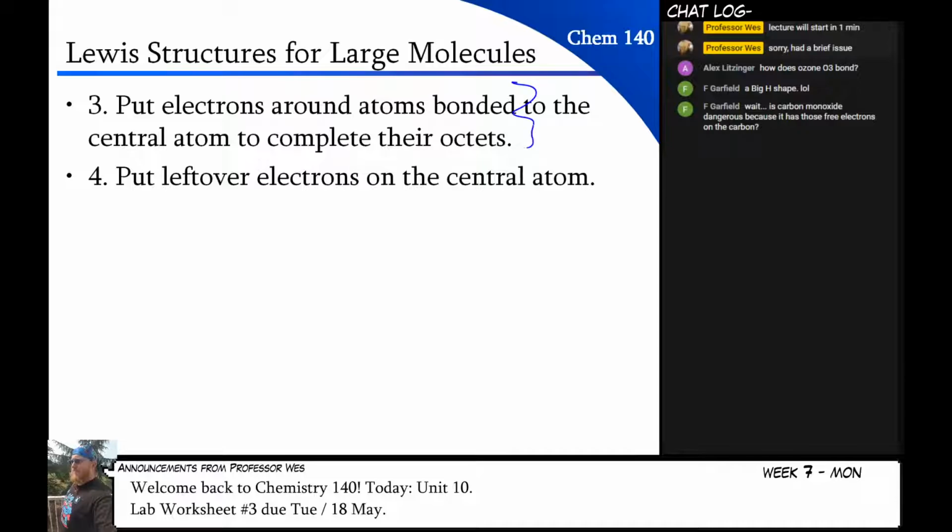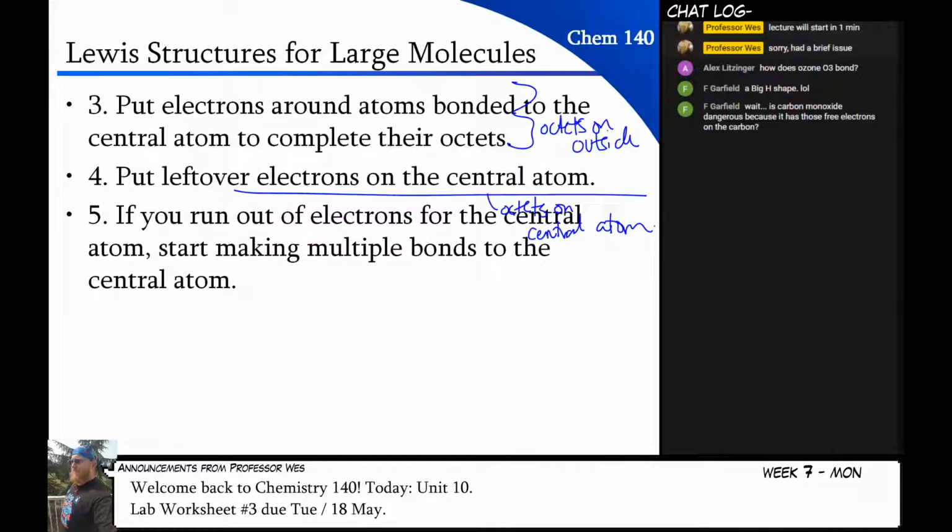So for step 3, we're going to put octets on the outside. And then for step 4, you're going to put octets on the inside, or on the central atom. So do the outer octets first, and then the central atom octet next. Finally, if you get to a point where you run out of electrons, and you can no longer put electrons on the central atom and not everything has an octet, then you start making multiple bonds.